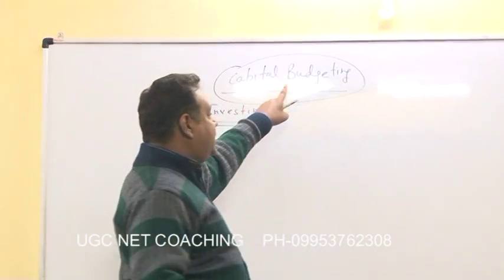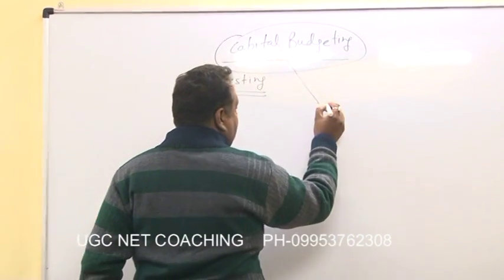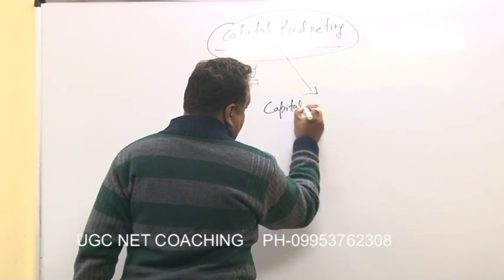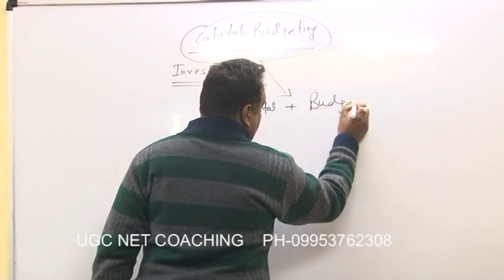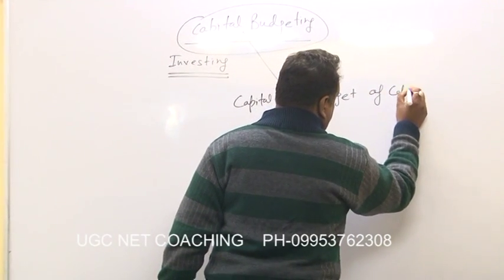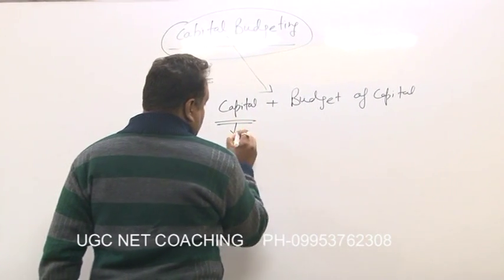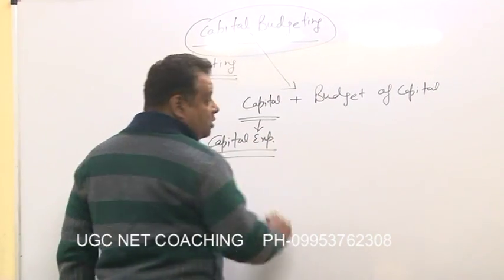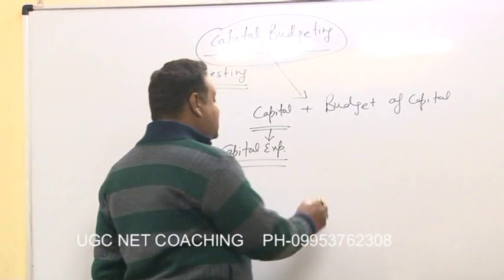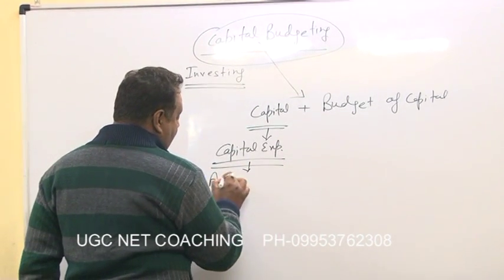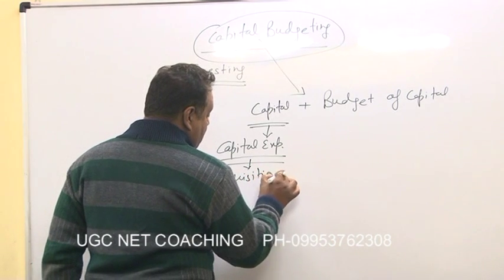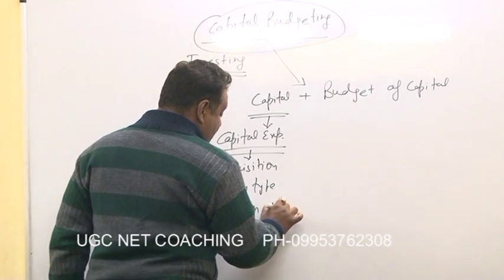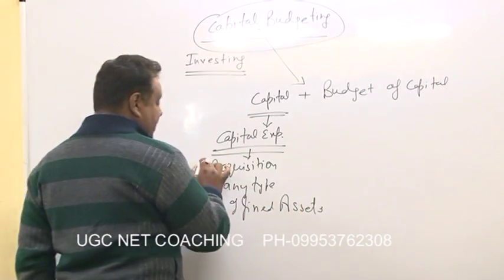Whenever we are talking about capital budgeting, if we are differentiating these two terms, these are two things: number one, capital, plus the budget of capital. Capital means it includes your capital expenditure. What is the purpose of capital expenditure? Capital expenditure means the expenses incurred for the acquisition of any type of fixed assets.